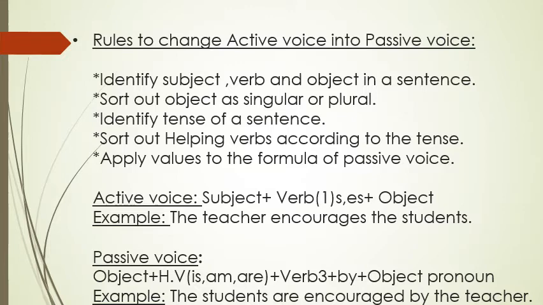Talking about passive formation, how will it be done? First of all, the object will be taken, then the helping verb. According to the tense, is and are will be used. The third form of the verb will be used. Now you need to remember that no matter whatever the tense is, the third form of the verb will be used in all passive formations. Then by, and then the object pronoun. So the passive formation of the given example becomes: the students are encouraged by the teacher.